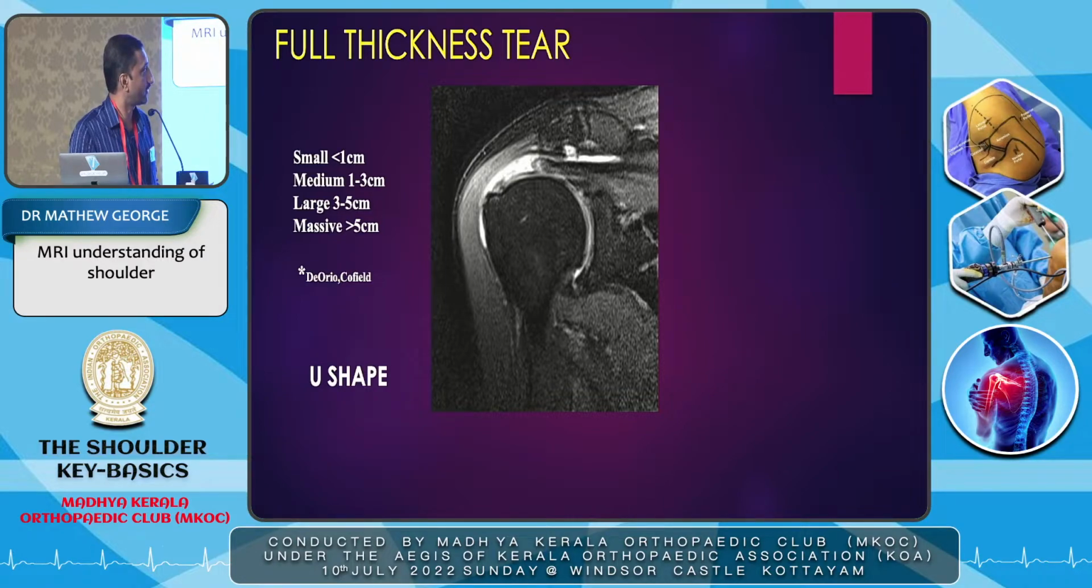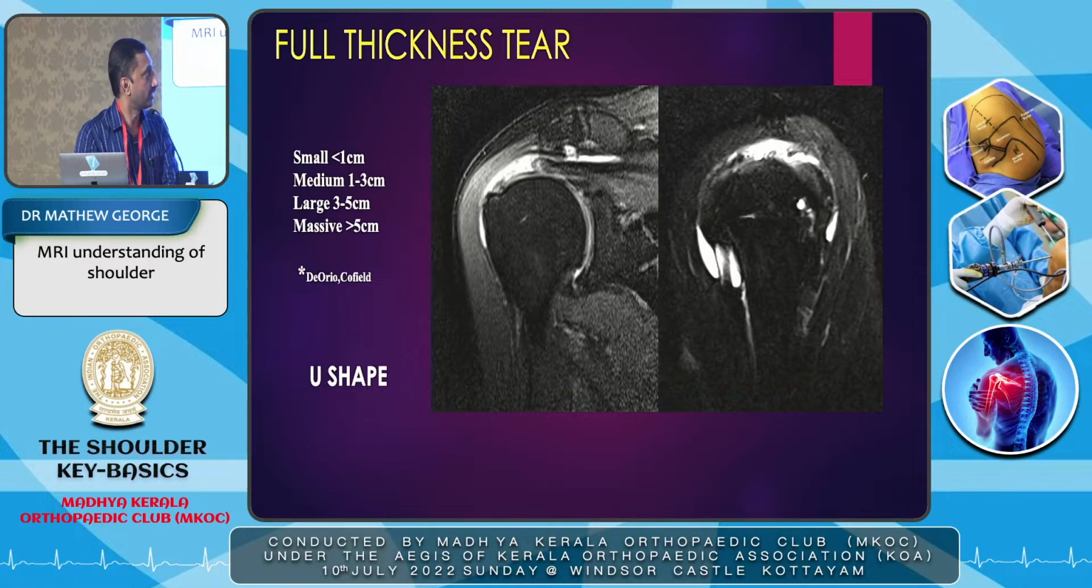Full thickness tears can be classified as small, medium, and large, or even massive when it is more than 5 centimeters, involving more than one rotator cuff tendon. Here is an example of a U-shaped tear where it extends all the way up, involving the rotator cable on the coronal, and on the sagittal you can see it extends all the way, involving the whole of the footprint. So that is a U-shaped tear.